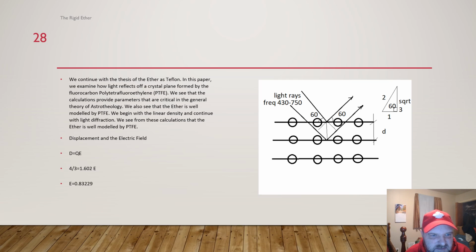So we have the displacement in the electric field. And an interesting diagram there on the right hand side where the light rays are reflected off the various layers of the crystal. There's an important triangle that comes up all the time in astrotheology. It's a 30-60-90 triangle, or the 1-2-√3 triangle, and it's of paramount importance.